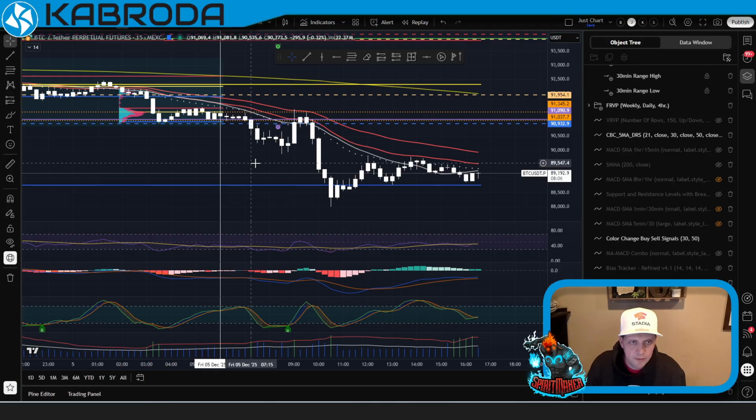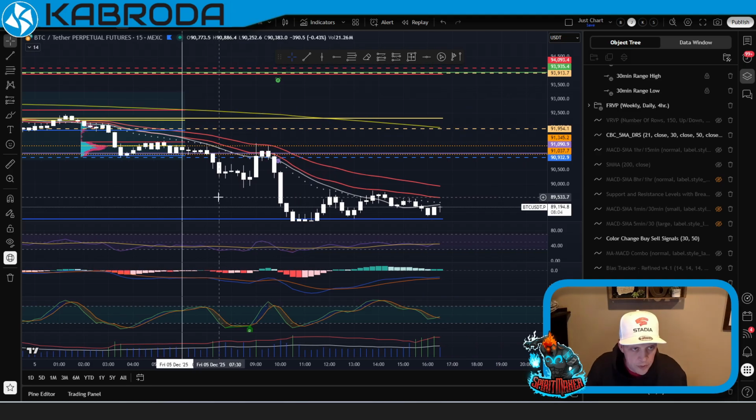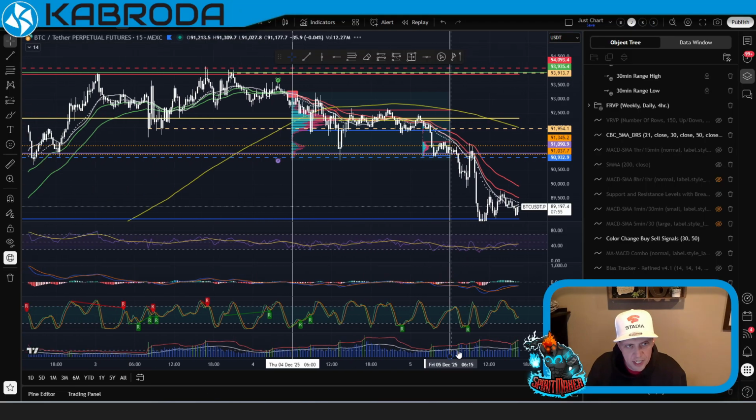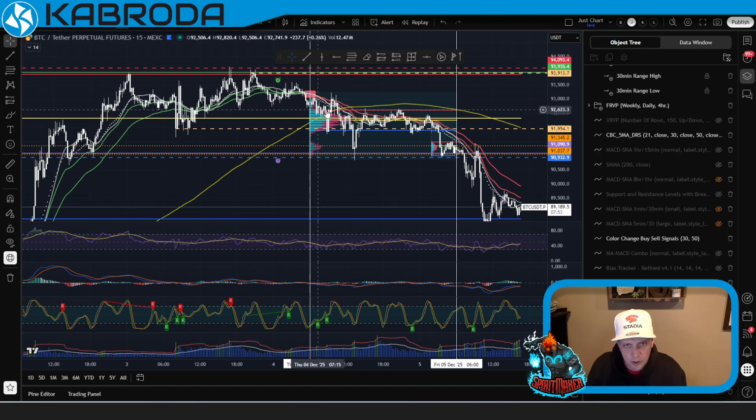So we are looking at the 15-minute chart here, just like we always do. We did go ahead and run the Kabroda Trading Battle Box for today. There's a lot of weird price action that we've been sitting in as this has been floating over. You can see this as a bigger picture. It's been floating on over now.